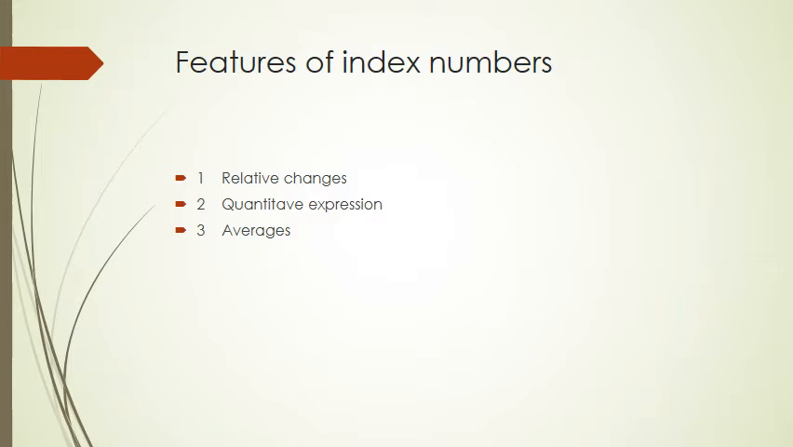Now, features of index number. The important features of index numbers are: first one, relative changes. Index number measures relative or percentage change in the variables over time.